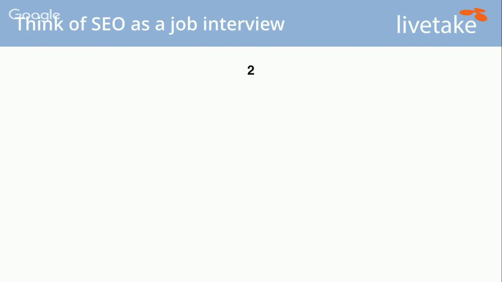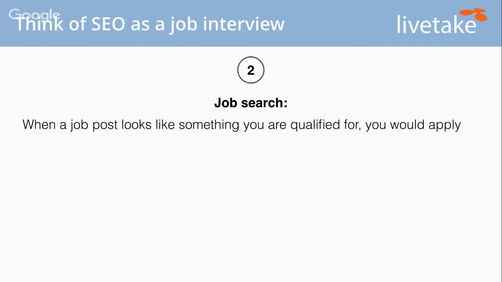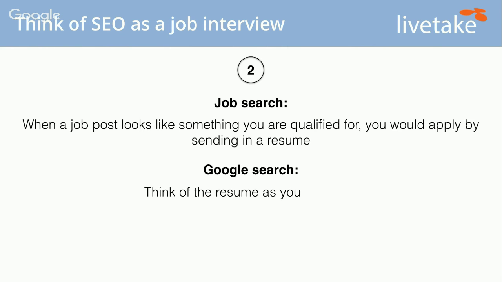So number two, looking at the job search first, when a job post looks like something you're qualified for, you would apply by sending in a resume. So in Google search, think of the resume as your website. Somebody put in the posting, they put in those keywords. You would then send in your resume, your website, saying, hey, we match what you're looking for.